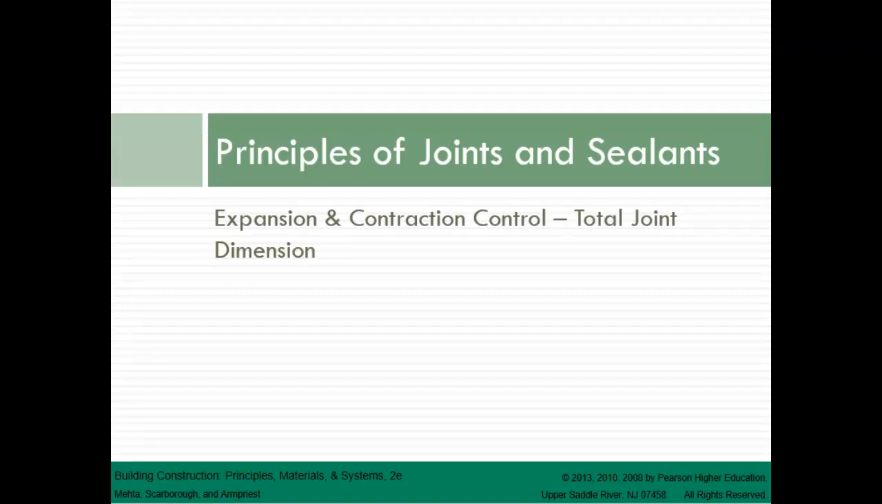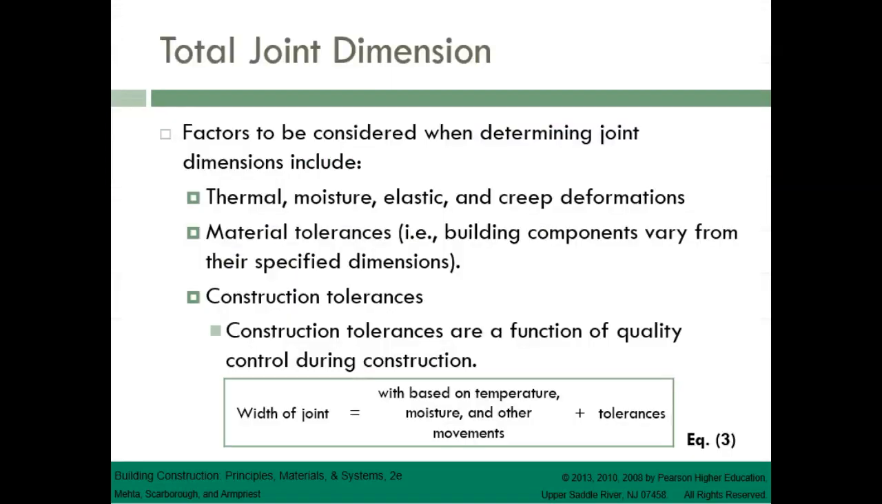Let's take a look at total joint dimensions. In addition to thermal, moisture, elastic, and creep deformations, there are several other factors that should be considered in determining the joint dimensions. One such important consideration is material tolerances, to recognize that building components vary from their specified dimensions. For example, it is not uncommon to see brick or concrete masonry units that are undersized or oversized. Noticeable differences in dimensions from those stated on the drawings can occur in prefabricated concrete curtain wall panels.